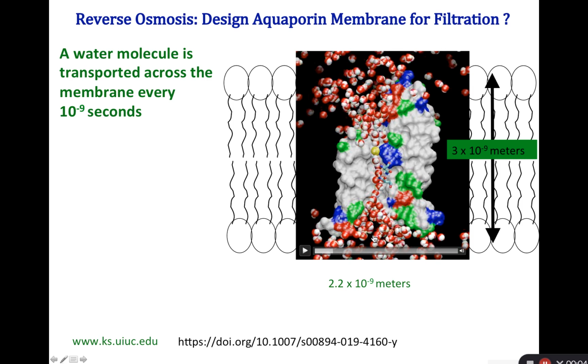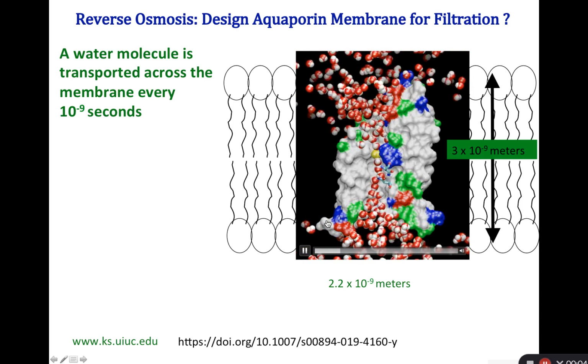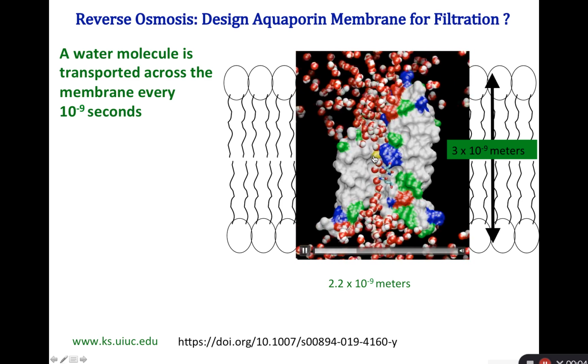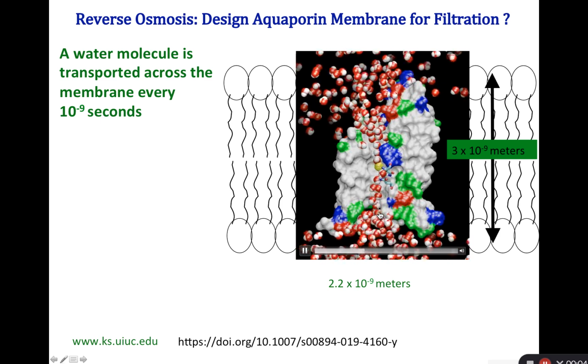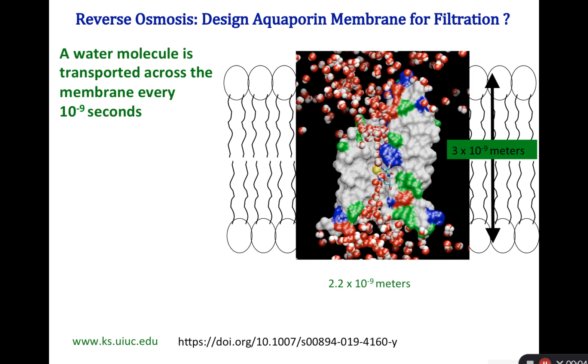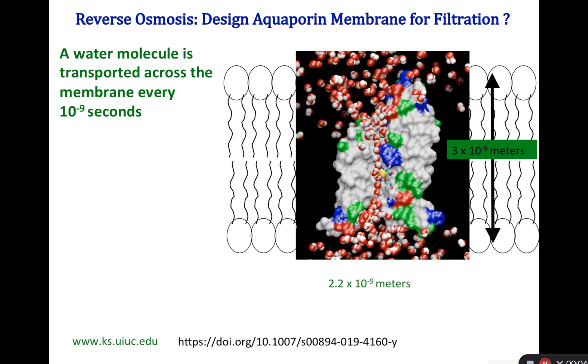Remember, this is not driven by an osmotic gradient or a pressure. This is pure diffusion. So this water molecule, shown in yellow, will eventually diffuse to this side. This is a molecular dynamics simulation, and we will look into this more later in the course.